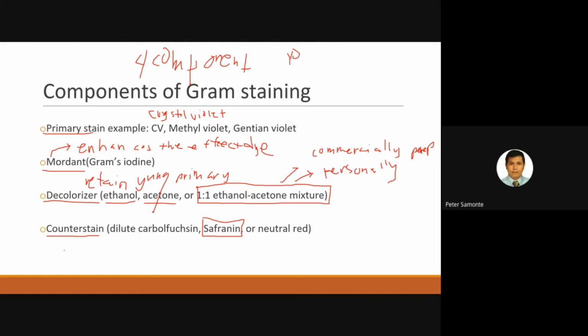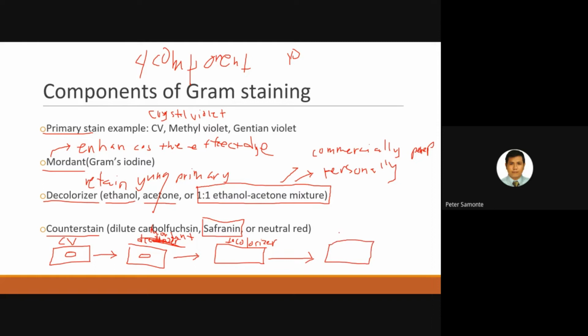So let's say, class, you have here your slide. You would add your primary stain, which is your CV. After that, you would now add your decolorizer. Sorry. You would add first your mordant. Nasanay kasi ako class sa AFB staining. We don't use mordant kasi dun eh. Well, there's a mordant, pero heating siya. It's not really a stain. I'll discuss it later. Then mordant, then decolorizer. After the decolorizer would be your safranin.